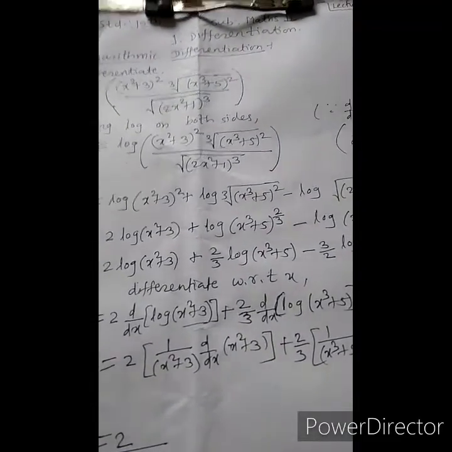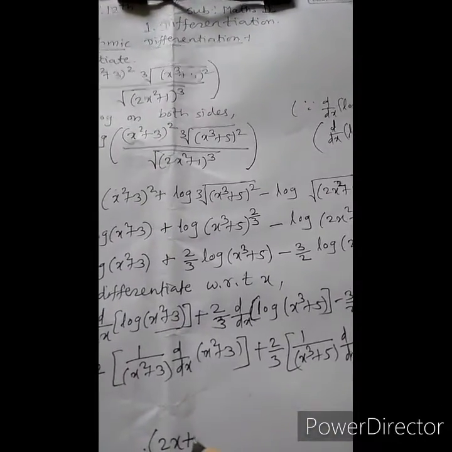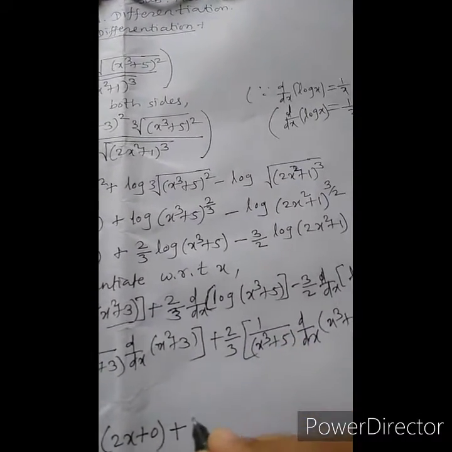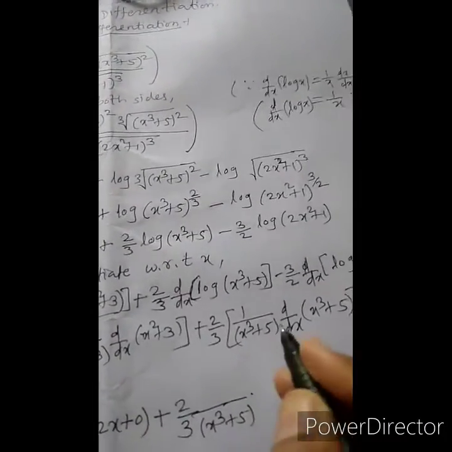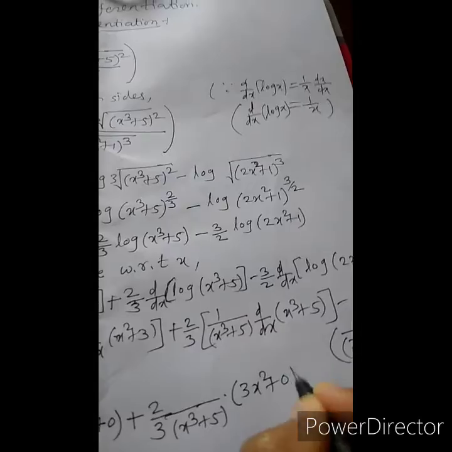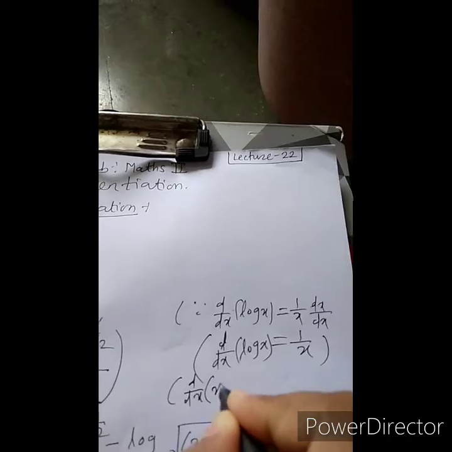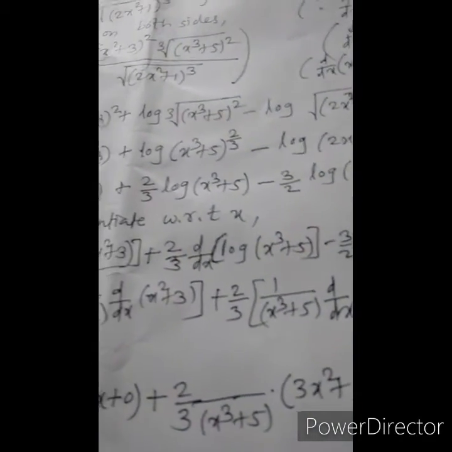2 into 1 is 2 upon x square plus 3, the derivative of this x square is 2x, and 3 is a constant, therefore its derivative is 0, plus 2 into 1, that is 2 upon 3 x cube plus 5, and the derivative of this x cube is 3x square, and the derivative of 5 is 0. As we know the formula d by dx of x raised to n is n x raised to n minus 1. So by using this we find the derivative of x cube or x square.